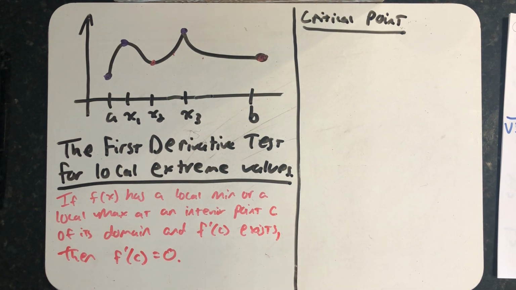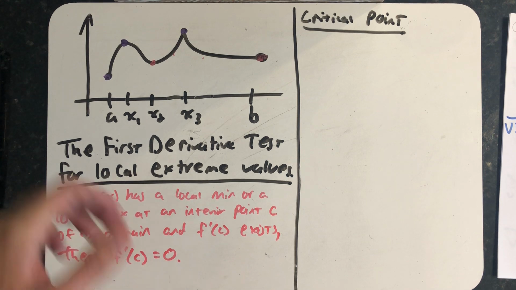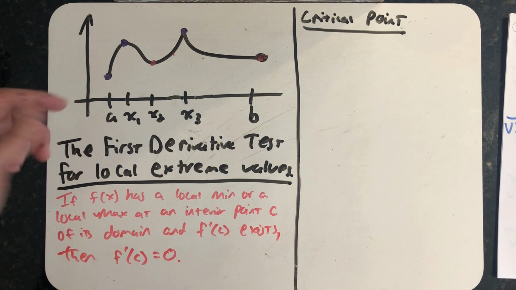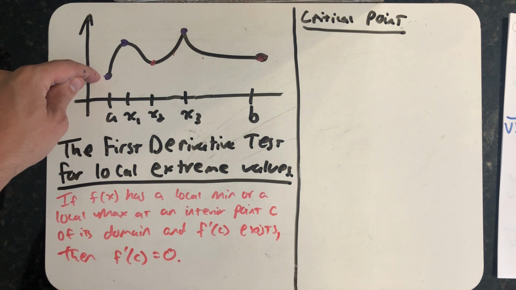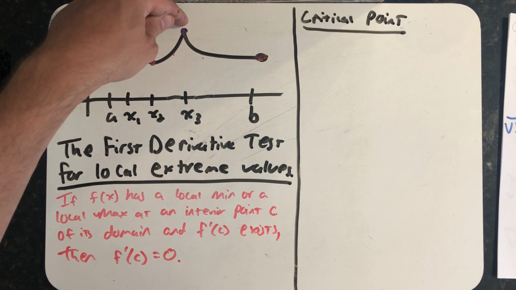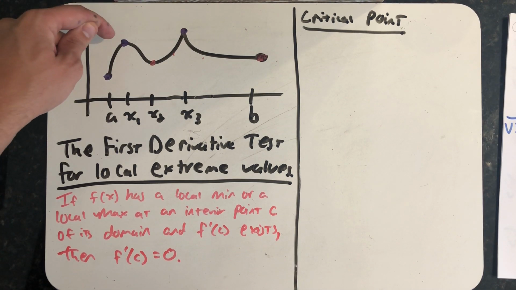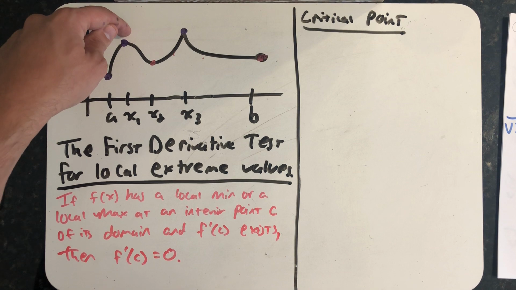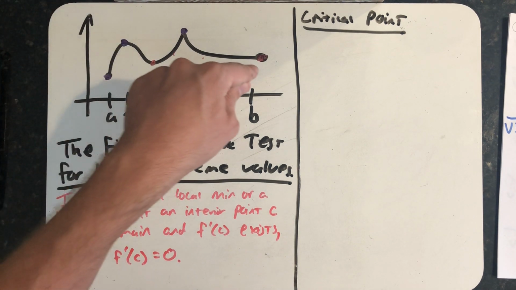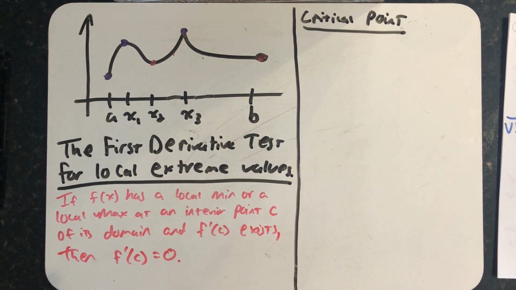In our last video, we looked at a function much like the one I have graphed here and found all of its local and absolute extrema. For this function, it has an absolute minimum at a and an absolute maximum at x3. It has a local max at x1 and then local mins at x2 and b.